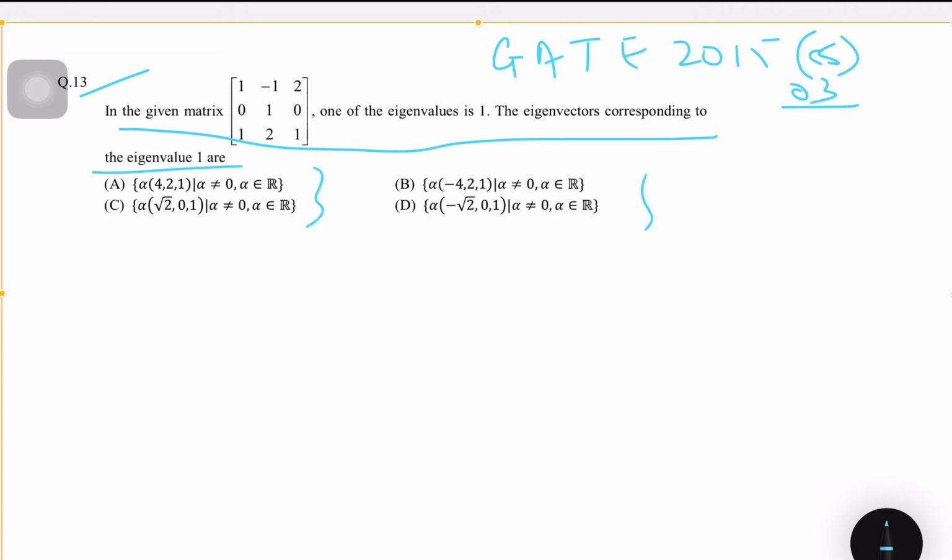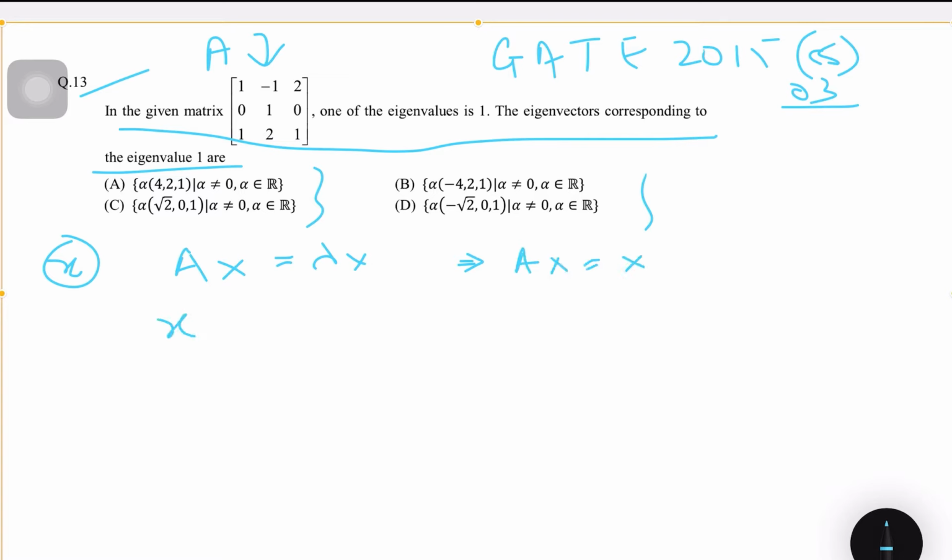So there is one simple technique to do this. We know that if lambda is an eigenvalue, then the corresponding eigenvector x will satisfy Ax equal to lambda x, where A is the given matrix. Just this concept will solve our question. So we have that Ax is equal to 1x, that is x, right?